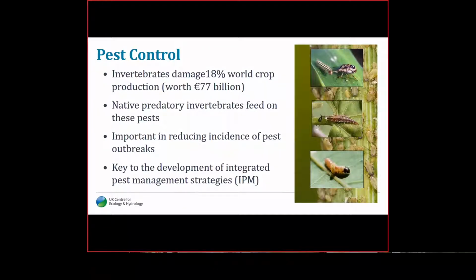So just a bit of background on pest control. You're probably all aware of this, but invertebrates are responsible for a lot of loss of production worldwide that runs into billions. The foundation is that native predatory invertebrates that feed on these pests are the things that we really want to encourage, and are much more effective in general at reducing the massive peaks, the outbreaks of pests, because you're getting that underlying consistent control all the time rather than a massive outbreak. So this is very much key to IPM.